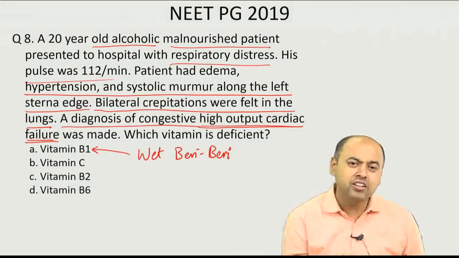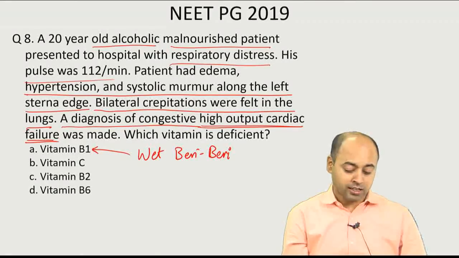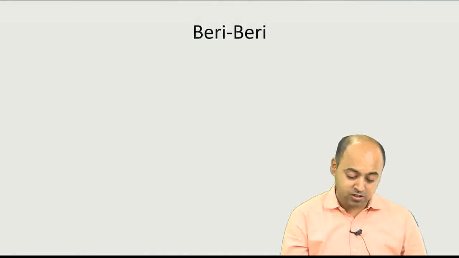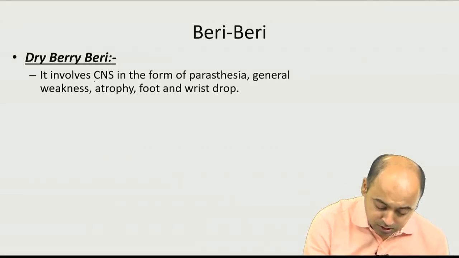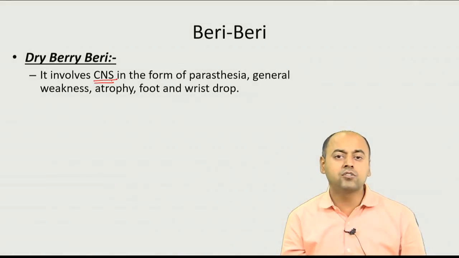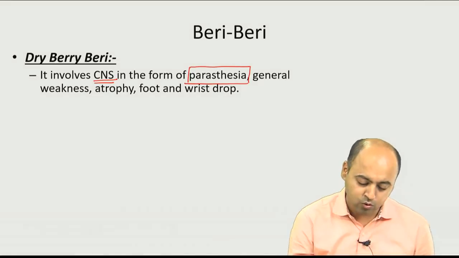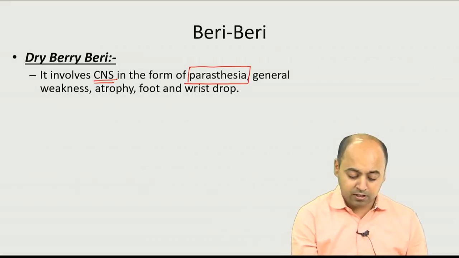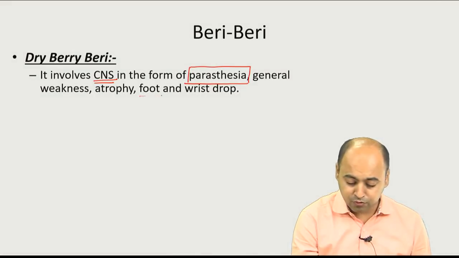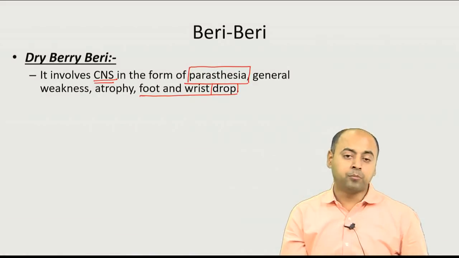The wet beriberi is one of the very frequently asked clinical cases in your exam. You should know about it. Let's take a look at the different types of conditions related to vitamin B1 deficiency. First we have the dry beriberi. Now this dry beriberi involves the CNS, the central nervous system. The most important finding is the altered sensation known as paresthesia. In addition, we find general weakness, atrophy, and the foot and the wrist drop. The foot and wrist drop would be another important finding in beriberi.